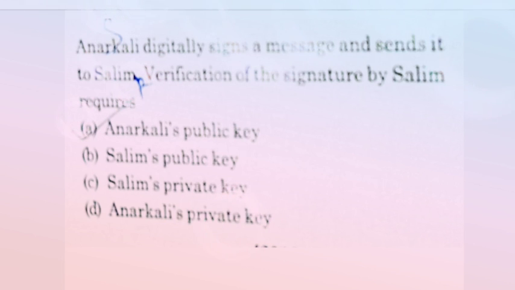Anarkali digitally signs a message and sends it to Salim. Verification of the signature by Salim requires what? Here we know that Anarkali is your sender and Salim is your receiver. So we need the sender's public key to verify the signature. So here Anarkali's public key is required. So option A is your correct answer. Now come to the next question.